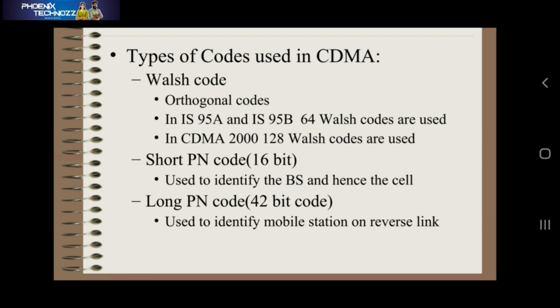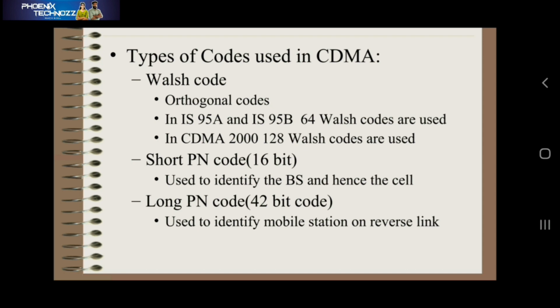The next classification under Walsh code is the CDMA 2000 Walsh code. That is, CDMA 2000 uses 128-bit Walsh code, and narrowband IS-95A and IS-95B use 64-bit Walsh code. Another type of code is the PN code. It is also known as pseudo random code, and it is of length 16 bits. Different PN sequences can be used to identify the base station and hence the cell or mobile users.